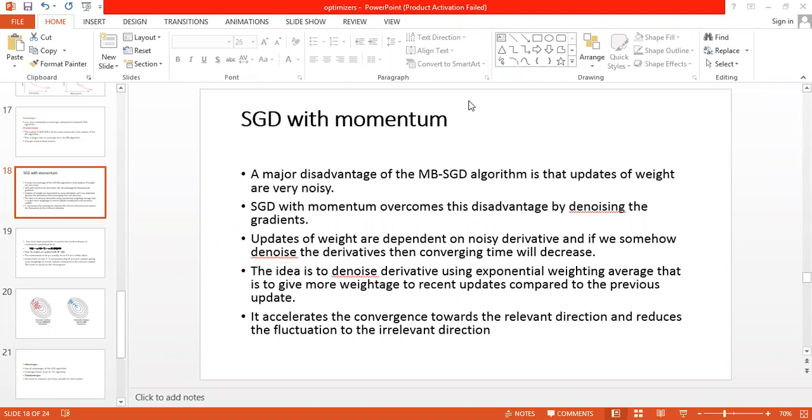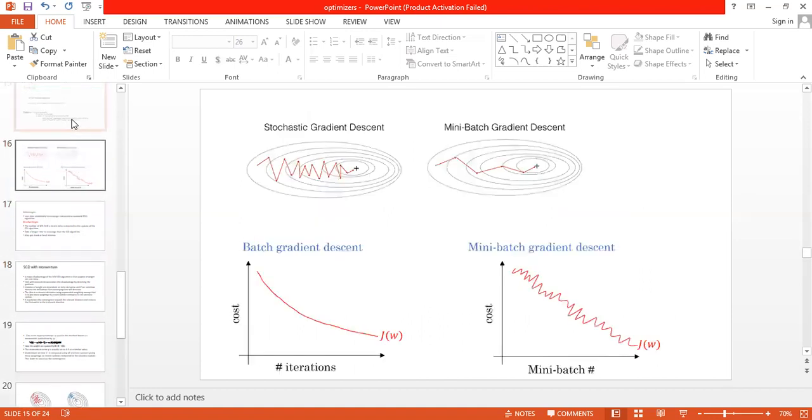Yesterday we discussed gradient descent and stochastic gradient descent, and now we will discuss the other three types of optimizers: SGD with momentum, mini batch SGD, and the Adagrad optimizer.